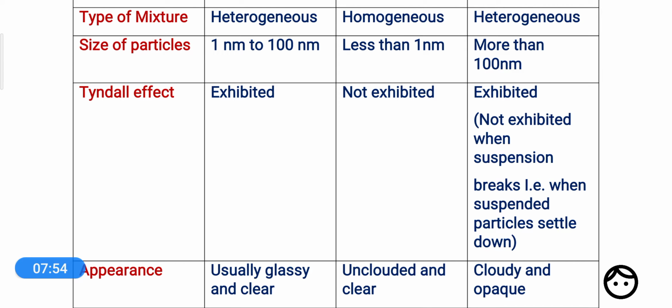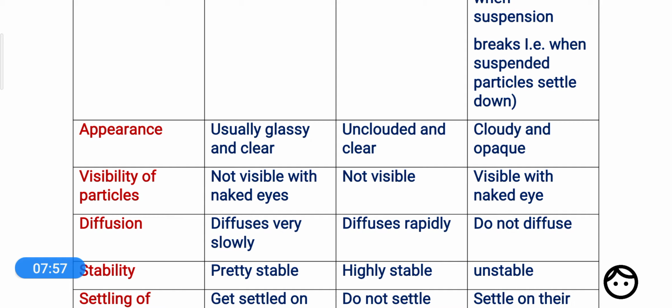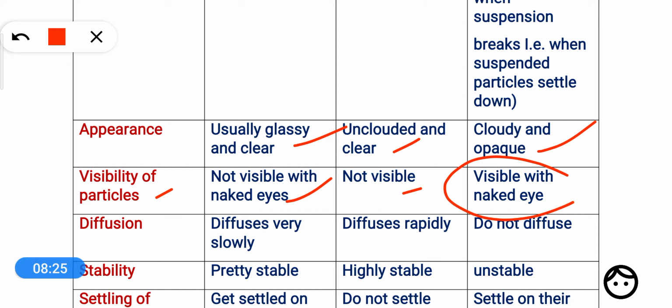Okay, if we talk about appearance, then usually the sol has a glassy and clear appearance, and solutions generally have a clear appearance, right? And the suspensions may have a cloudy and opaque appearance also. If we talk about visibility of the particles, then the particles are not visible with naked eyes in the sol, that is colloid. They are not visible in the solution also, but they are clearly visible in a suspension.